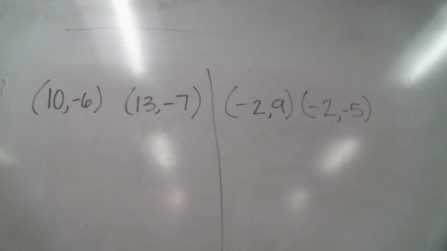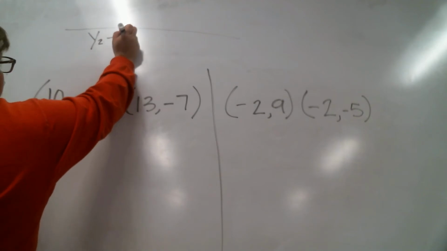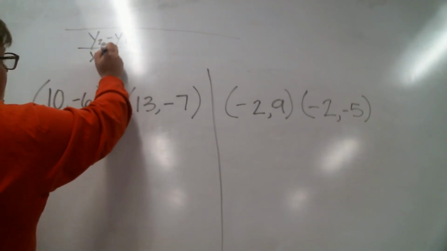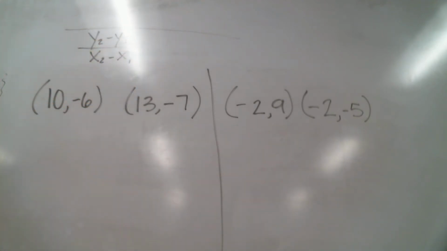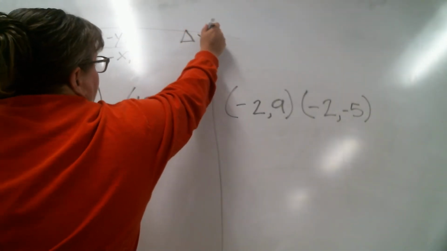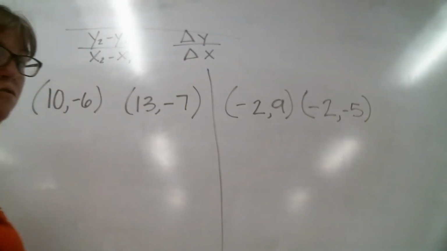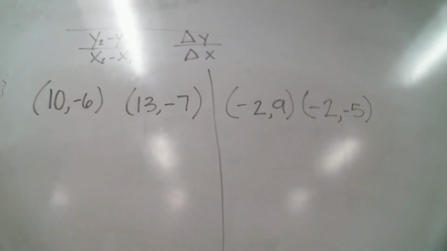And the formula for that is y2 minus y1 over x2 minus x1. And what I've always told you is the easiest way to remember it is to remember change in y over change in x. Remember that triangle means change. So you want to know, subtraction just means finding the difference, finding the distance between 2 numbers basically on a number line.